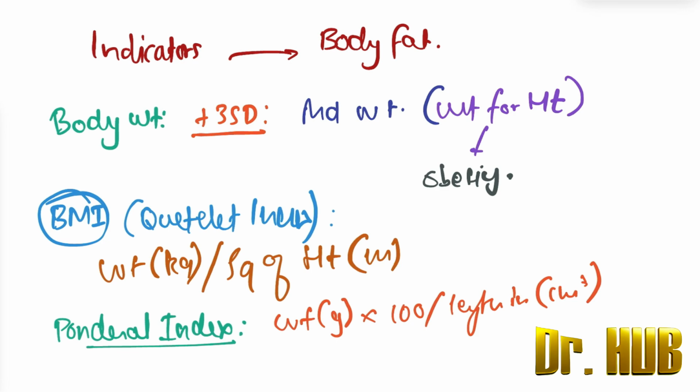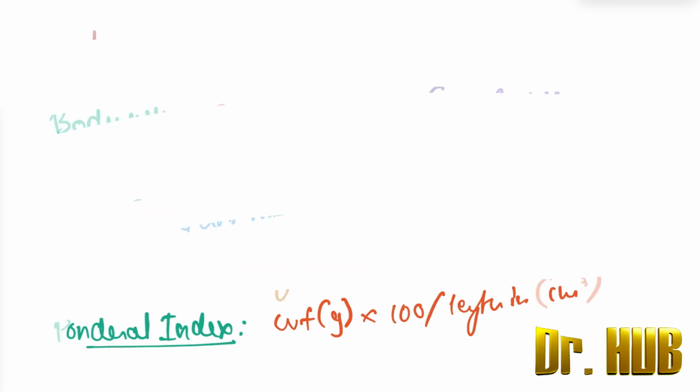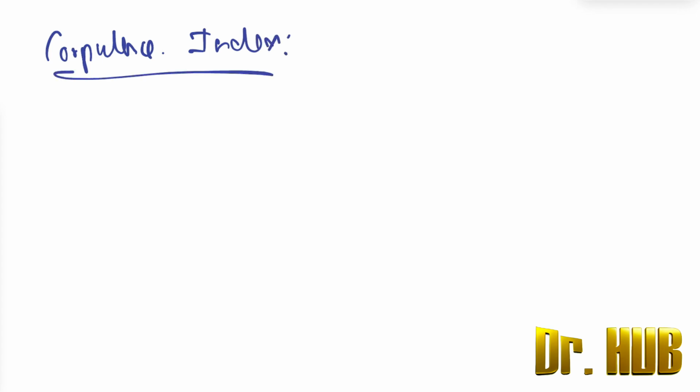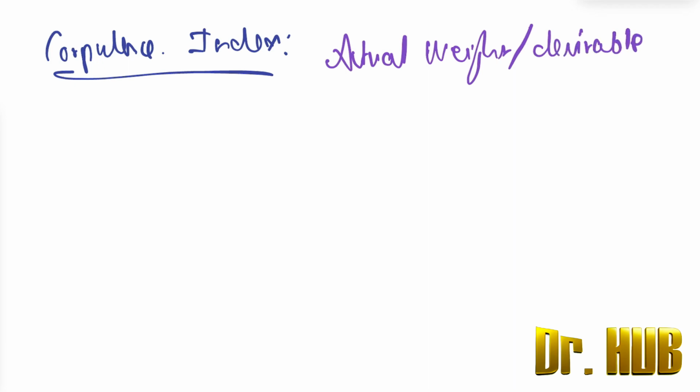And next we also have something known as the corpulence index. What is meant by the corpulence index? The corpulence index is the actual weight divided by the desirable weight, and this should not exceed 1.2.